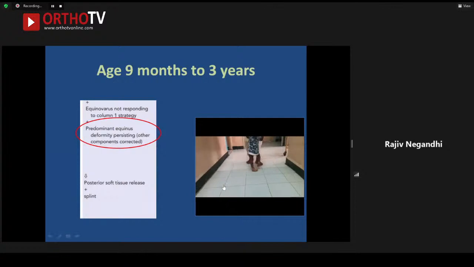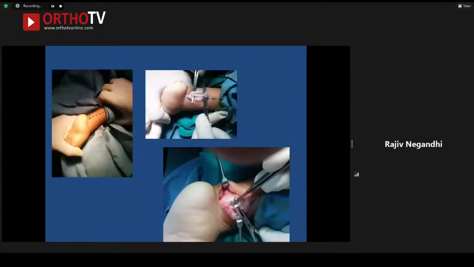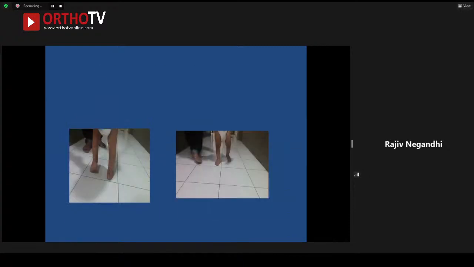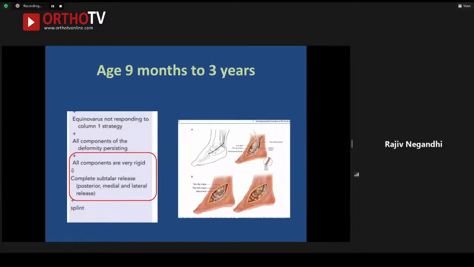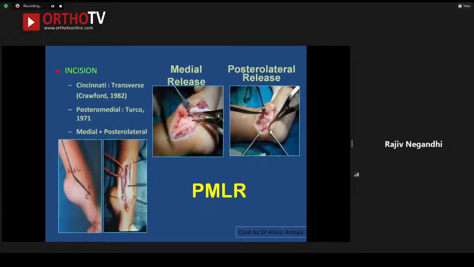If the child is older and has persistent equinus, then you have to correct the equinus by doing a posterior release. Only soft tissue release will be sufficient, and joint release may not be required if you get good correction after subsequent lengthenings. But if the joints are involved, then you have to release the subtalar joint through the posterior, medial, and lateral side. And this is an example of such a patient who was treated with a radical posteromedial as well as a posterolateral release. You can do this with a Cincinnati approach or a conventional posteromedial incision.